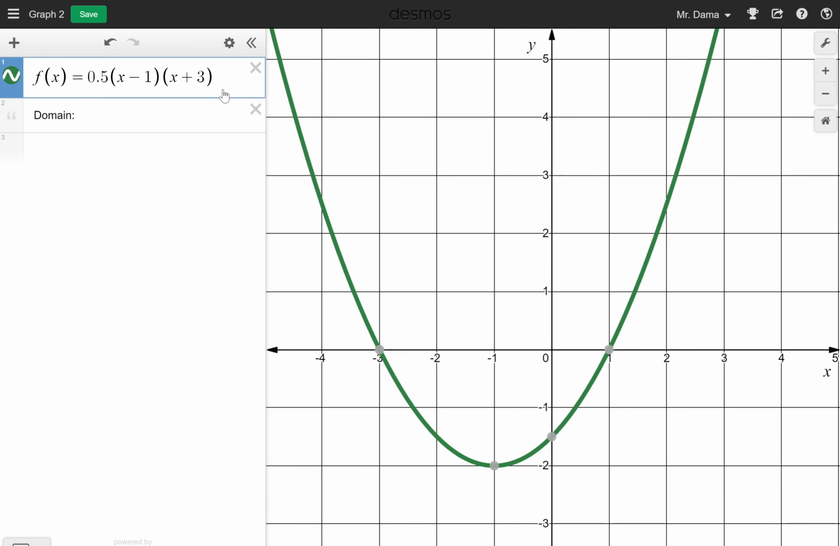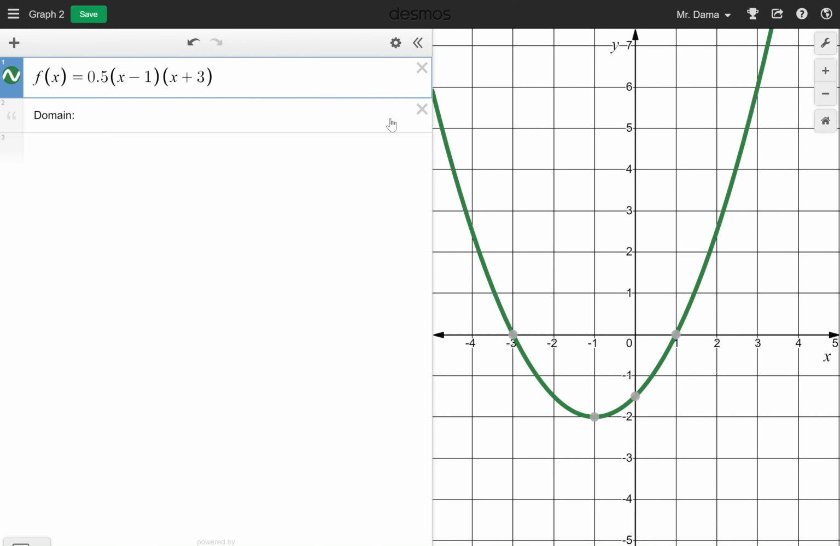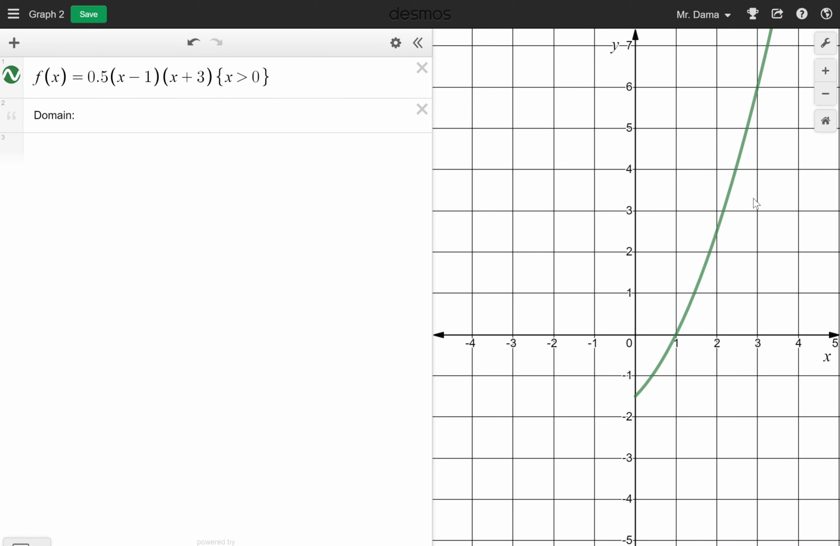So what I'm going to do is I'm going to go up here, right next to the graph. I'm going to just move this out so you can see. And next to it, I'm going to write x is greater than 0. Can you see that now I've only got the positive part of this function? So actually, you can set the domain in here, right? Let me change the domain a little bit more.